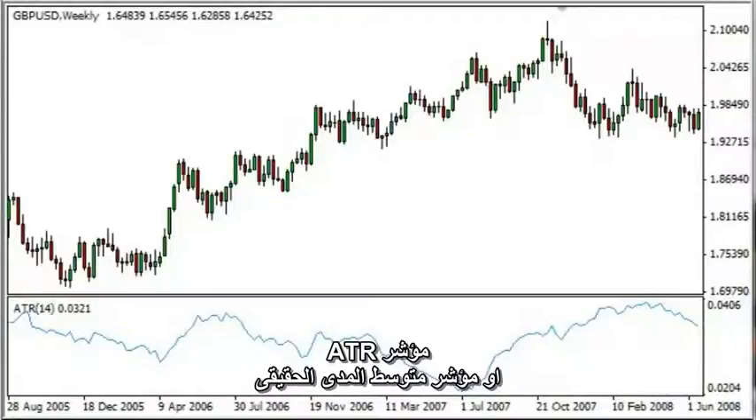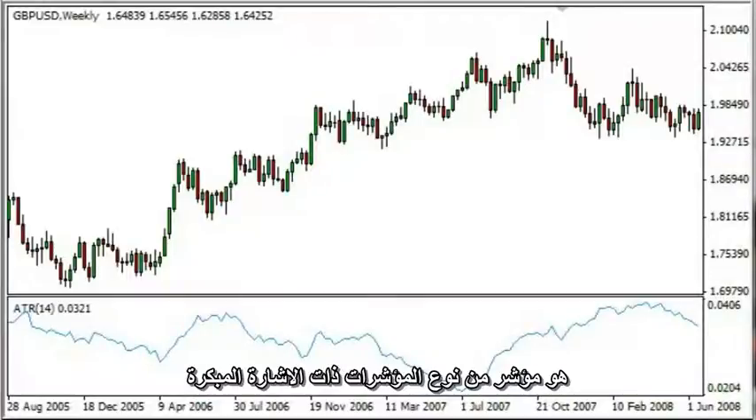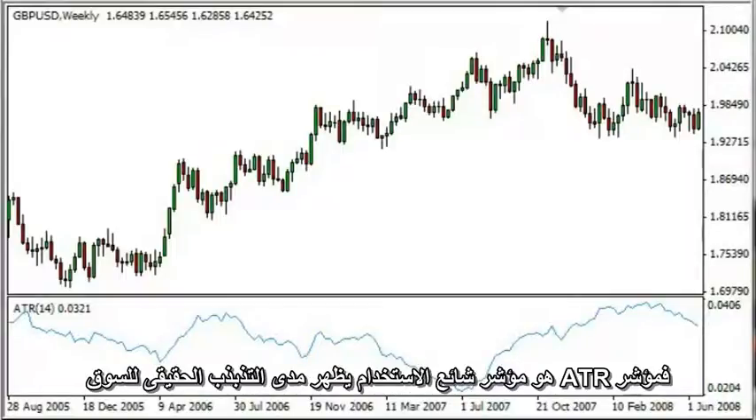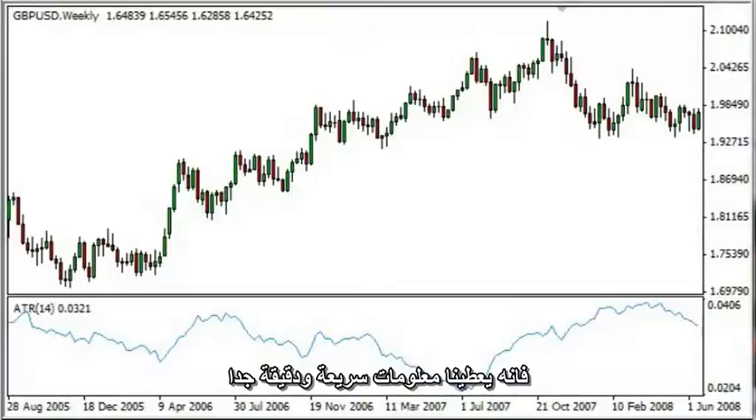ATR, or average true range indicator, is actually a derivative of an earlier indicator, which has to be understood to understand exactly what the ATR is doing. Now, while the original indicator, the true range indicator, is hardly used, the ATR is fairly common, as it gives very quick and accurate information.